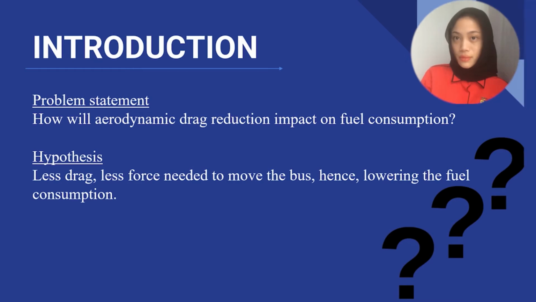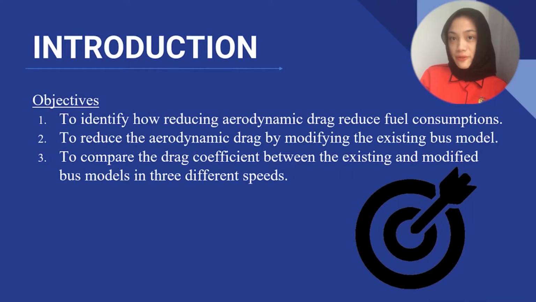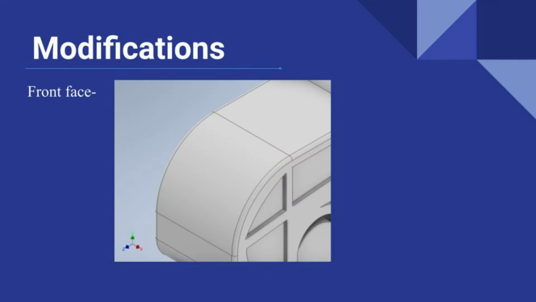fuel consumption. The purpose of this project is, firstly, to identify how reducing aerodynamic drag impacts fuel consumption, second, to reduce aerodynamic drag by modifying the existing bus, and last one, to compare the drag coefficient of the existing bus and modified bus at 3 different speeds, which are 80, 100 and 120 km per hour.